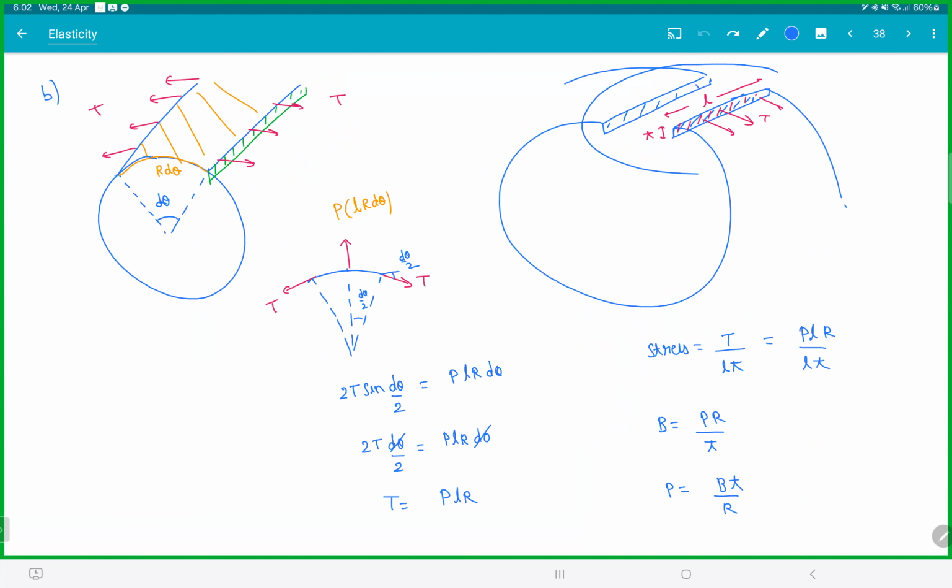Are you able to get this cross section of this thing? How is that thing? That cylinder, I just made a small hole there like this. You got a gap like this. So the entire tension is acting on this surface. Clear?